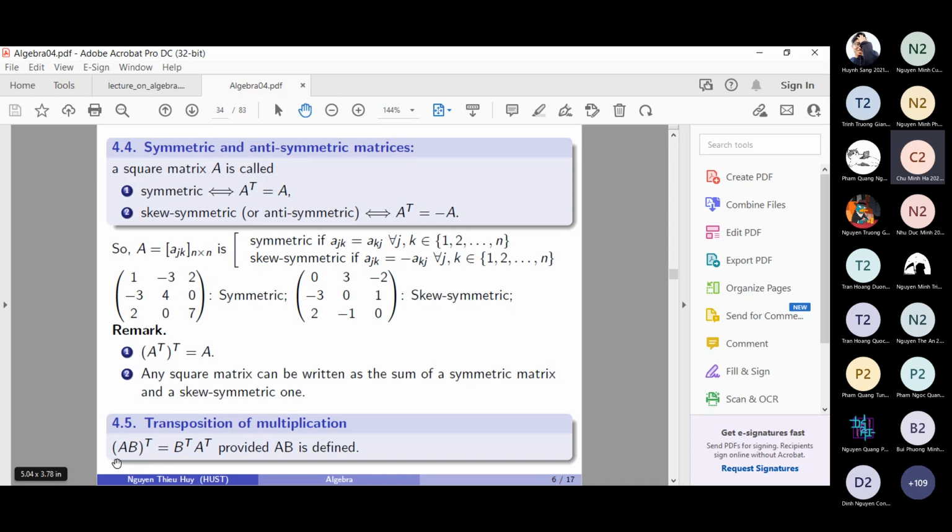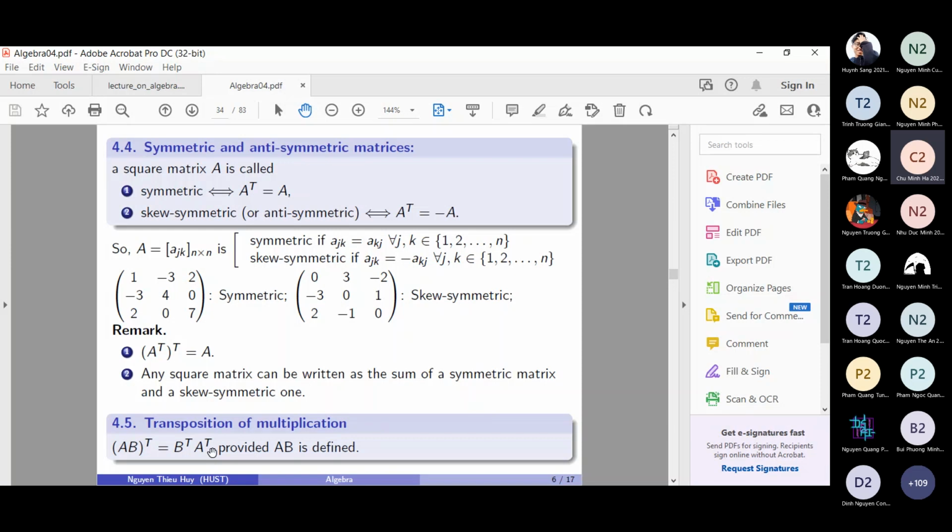We can say shortly that the transposition of a product is the product of transposition but in reverse order. So you see the order here should be reversed. So (AB)T equals BT AT. So we will use it later.